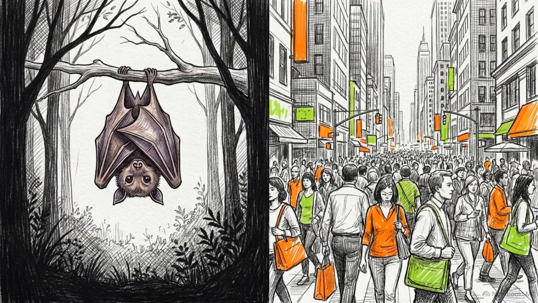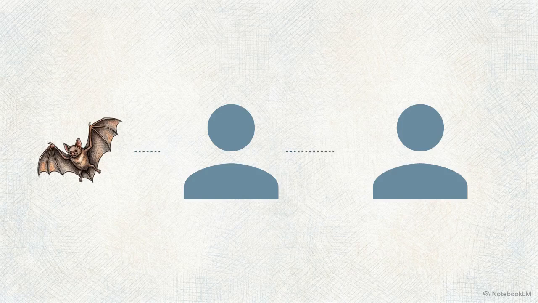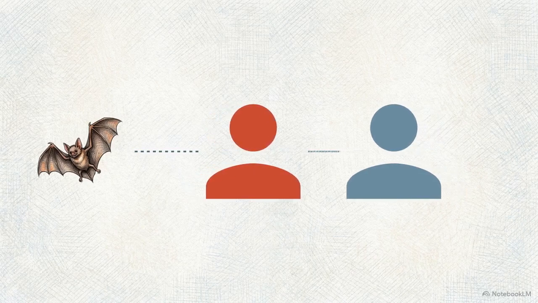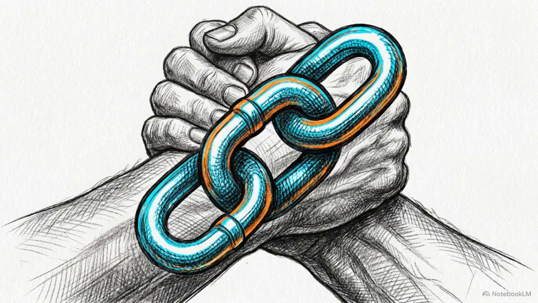So, how does a virus living quietly in a forest bat end up causing an outbreak in a crowded city? It relies on what health experts call a chain of transmission. Ebola can't travel on its own. It needs a very specific series of physical connections to move from one living thing to another. If we want to stop it, we have to understand exactly how that chain is linked together.